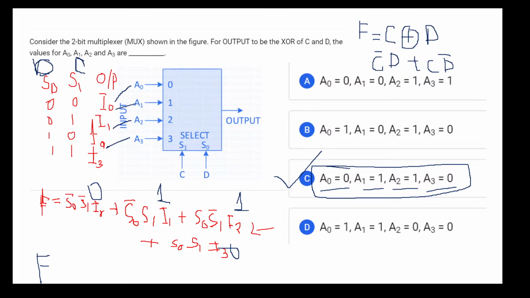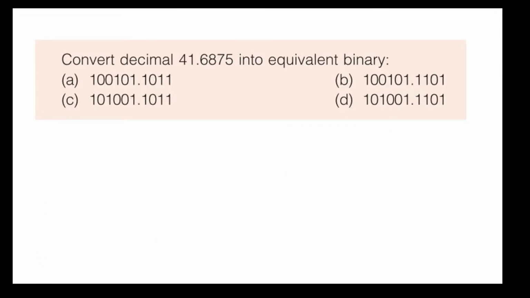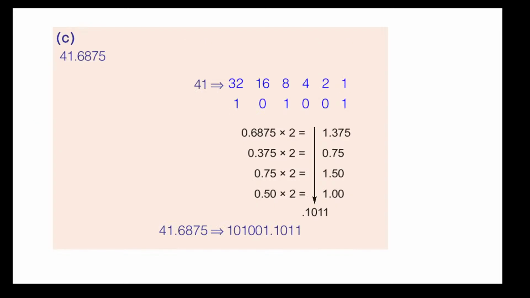So this is a very simple question. Now let's move on to the next question. This is a simple conversion of this decimal number into its equivalent binary. Right? Now this is a very simple question. If you want to solve it, pause the video and solve it. Let's directly get into the solution.